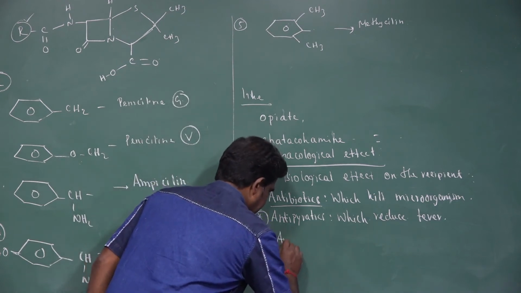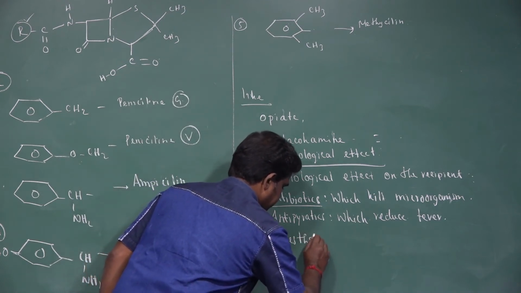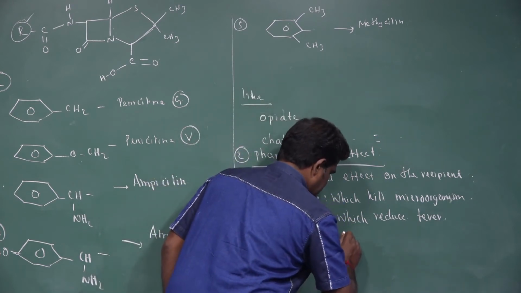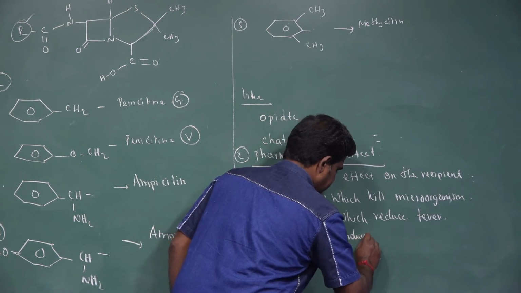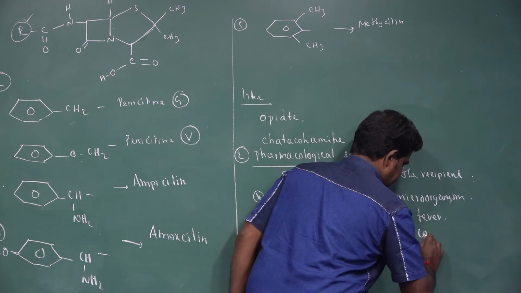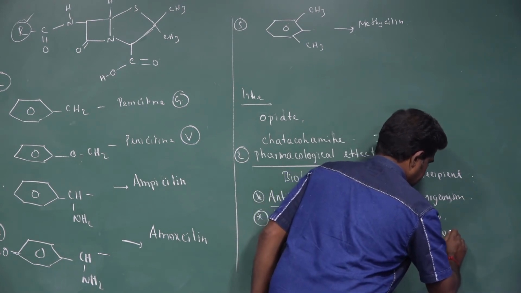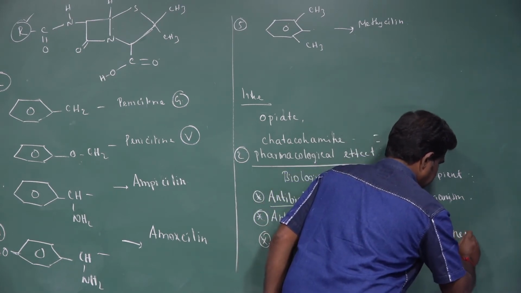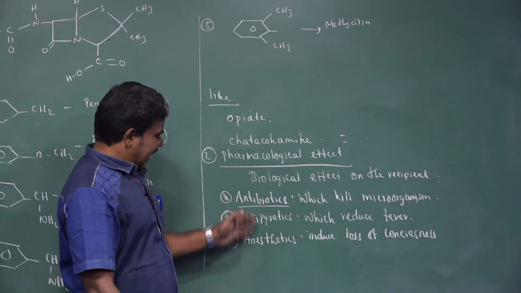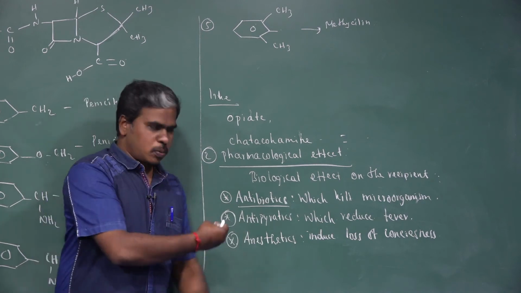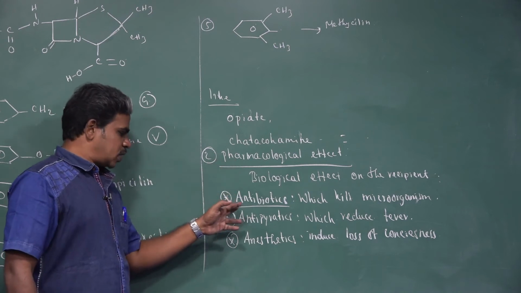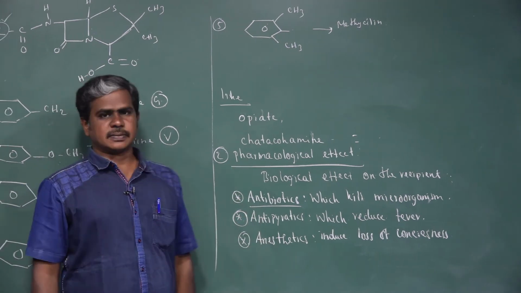So here it is anesthetics. Anesthetics are the drugs which are used to produce or induce loss of consciousness. So, depending on that biological effect, we may classify like this. There are so many classifications. Then we are taking some examples, that is antibiotics, antipyretics, anesthetics.